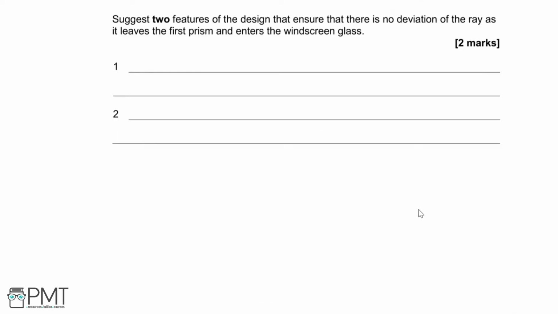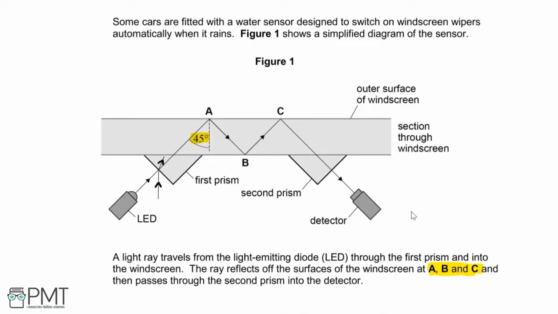Suggest 2 features of the design that ensure there is no deviation of the ray as it leaves the first prism and enters the windscreen glass. So you'll see on this diagram, they're referring to this area where the light continues to travel in a straight line. Now, in order for that to happen, we need to ensure that there is no refraction between the first prism and the windscreen. And the only way that we can guarantee that is if those 2 materials are the same, so they have the same refractive index.